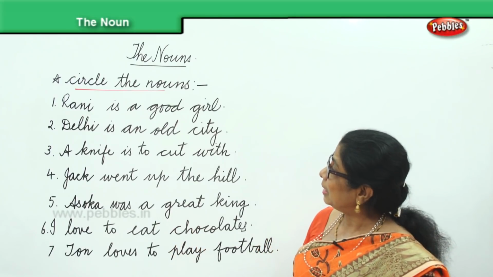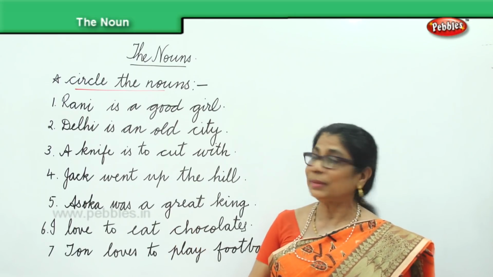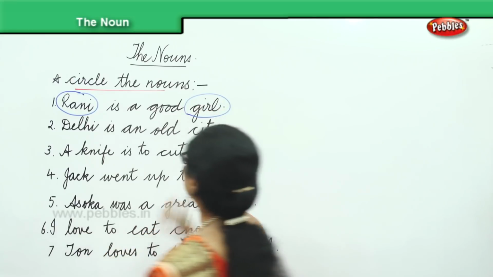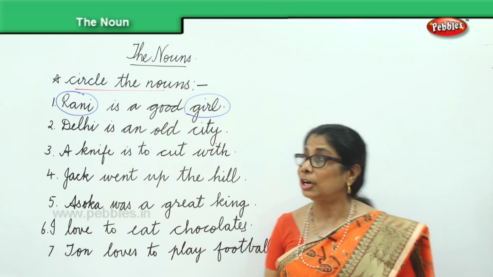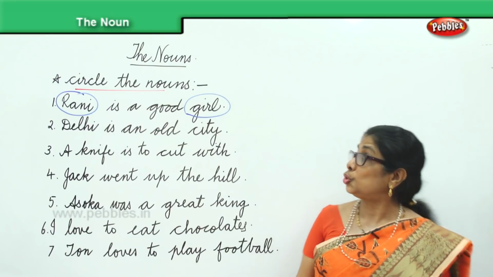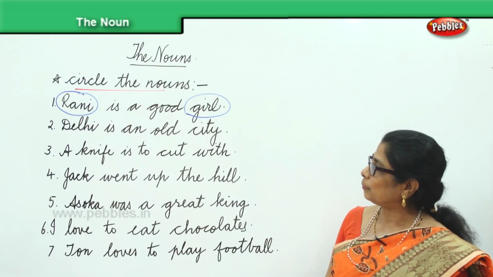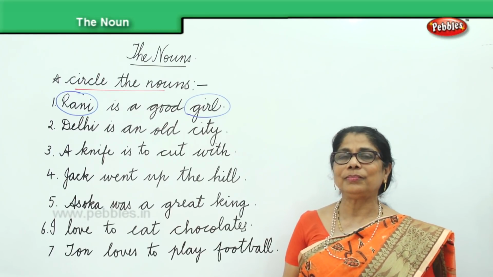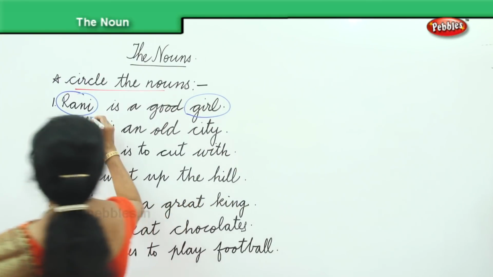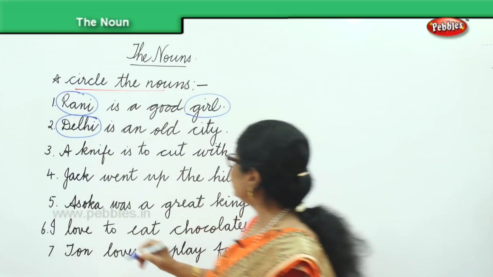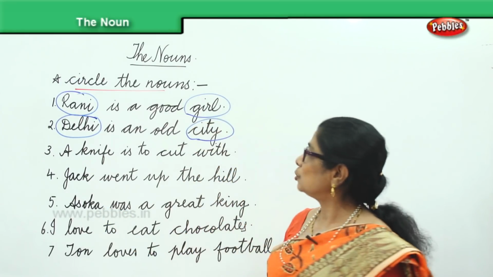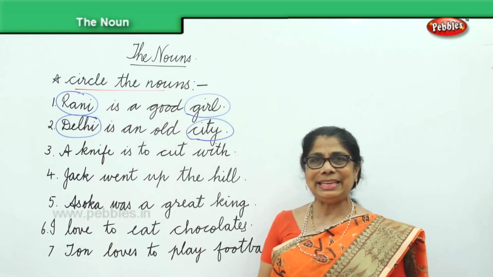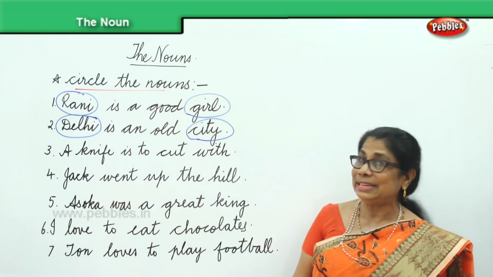Yes, the first one is Rani is a good girl. Good, yes, Rani, circle Rani, circle girl. In the first sentence, Rani is a good girl, we have Rani and girl. We have two nouns in the sentence. Second, we have Delhi is an old city. Yes, very good. Delhi is a noun. Next, city is also a noun. So you have Rani is a good girl. Rani and girl are nouns. Delhi is an old city. Delhi and city are nouns.